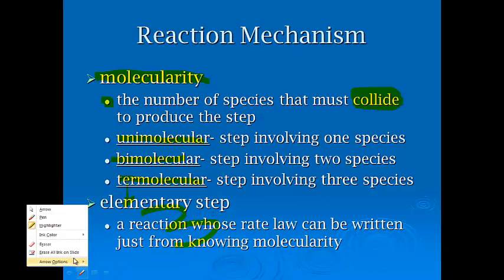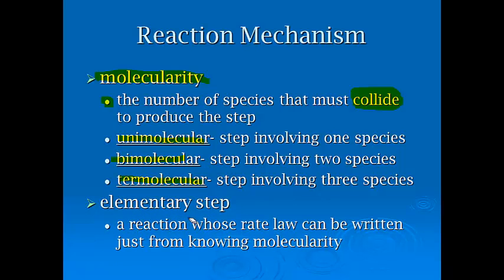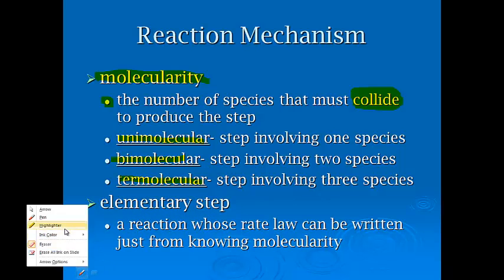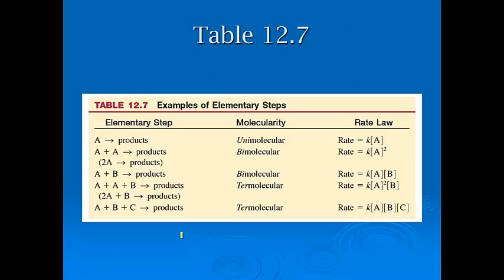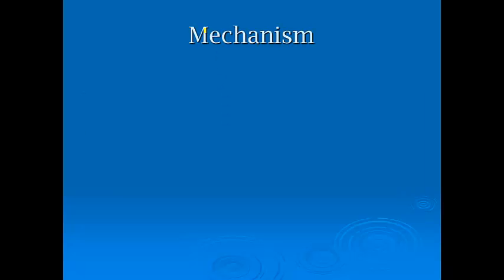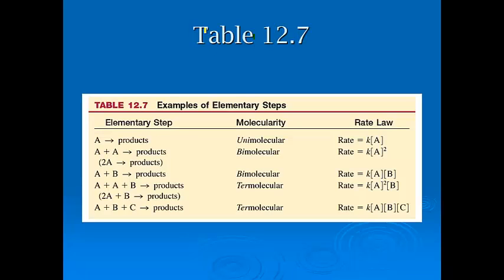Now, an elementary step is a reaction whose rate law can be written just from knowing the molecularity. So remember, our rate law is going to be what order it is, and an elementary step kind of defines the whole system just from knowing the molecularity. So if you look on table 12.7, I'm not totally sure of the page number, but it summarizes elementary step, molecularity. It's uni, so it's going to be first order. This one is bi, it's going to be second order.